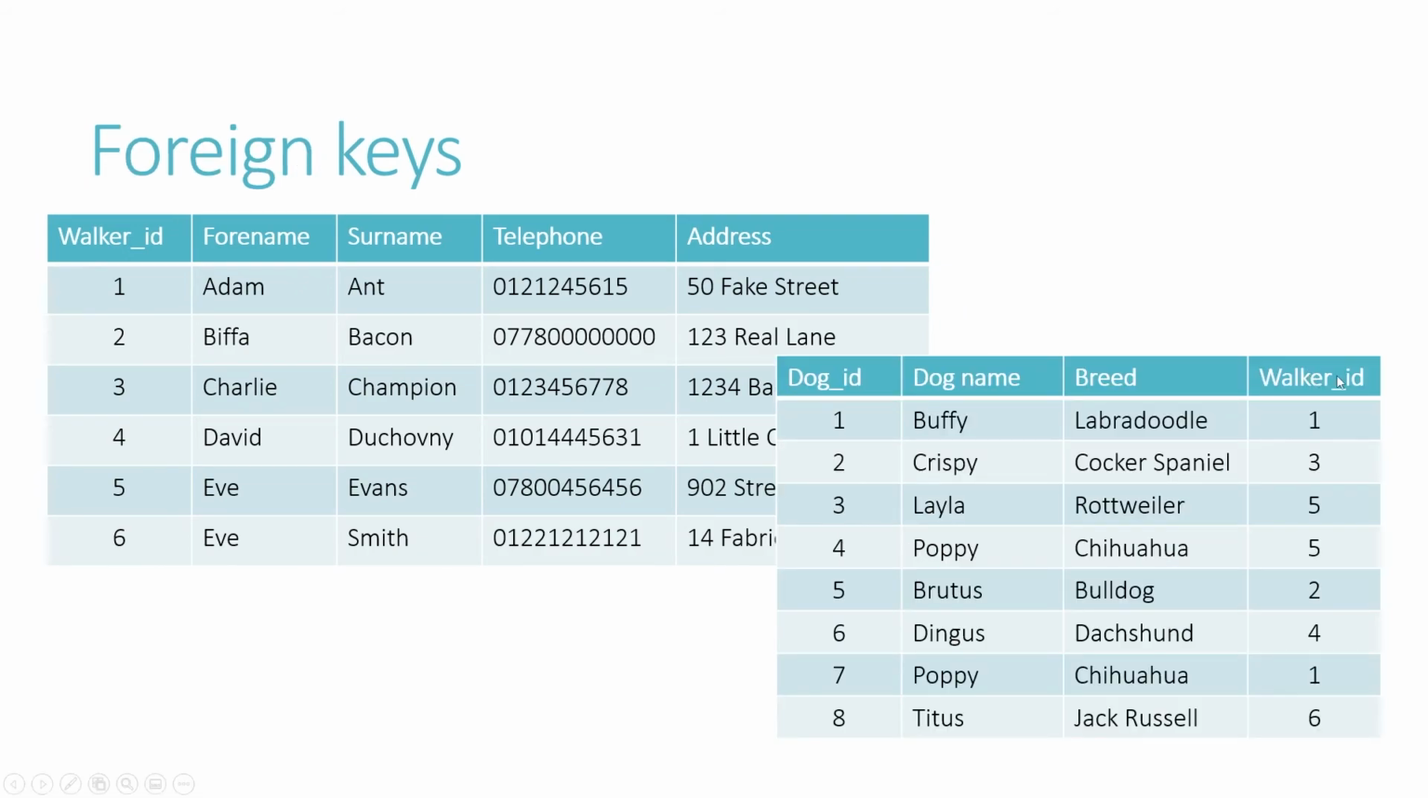Here we can see that these walkers walk these dogs. So when we weren't sure which Eve it was that walked those dogs, we've got 5 and 6. Well, we know that it's Eve Evans that walks Layla the Rotti and Poppy Chihuahua number 4. And that Eve Smith walks Titus the Jack Russell. Hang on, is that right? I thought it was Adam that walked Titus. Never mind. Either way, you get the idea. We can uniquely identify a record using a primary key, and we can relate two tables using a foreign key.